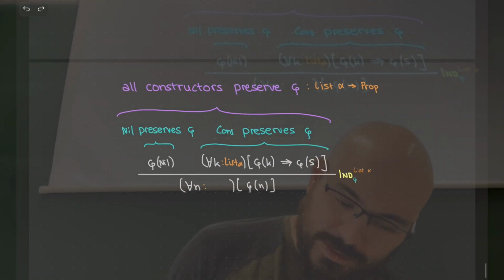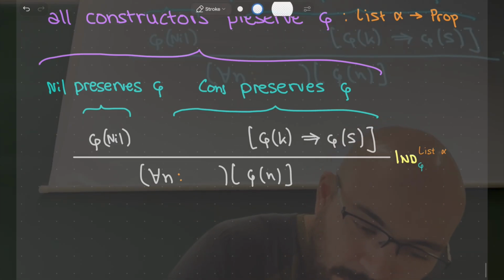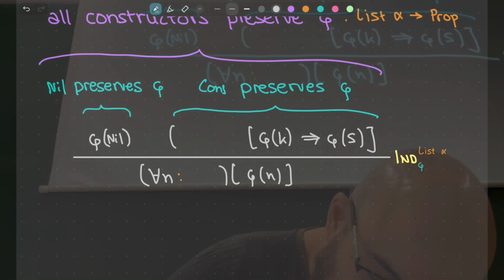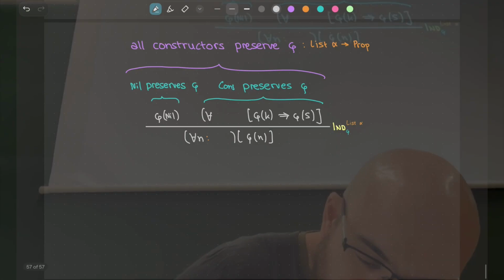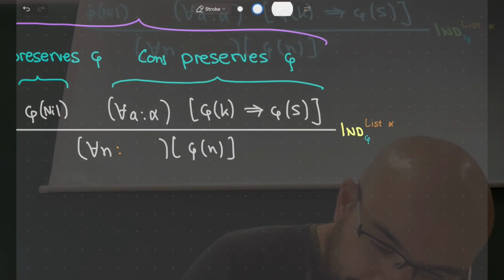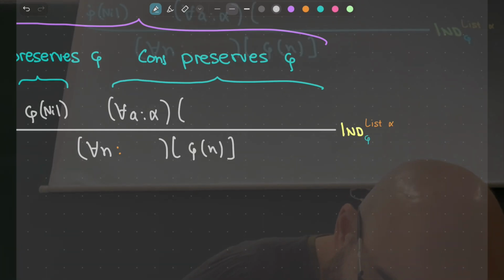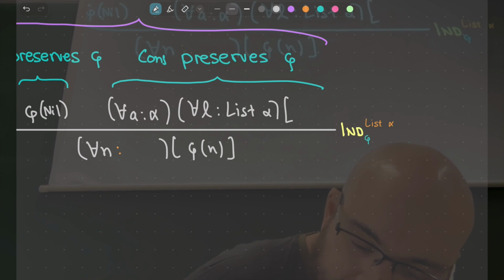So let's try to put this in the correct way. So we would have here, like, for each a of type alpha, preserves phi. Okay, I like the fact that Panos used suggestive names. I was about to complain about this if nobody did it. And for each, this would be like list of alpha. And what do I write here?